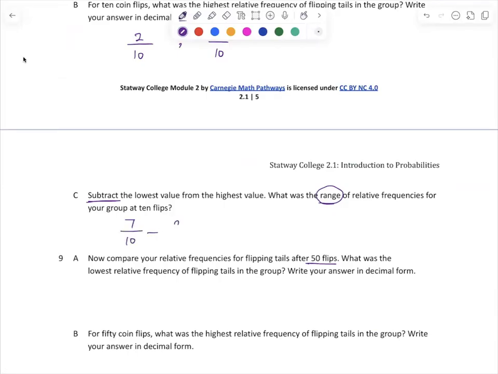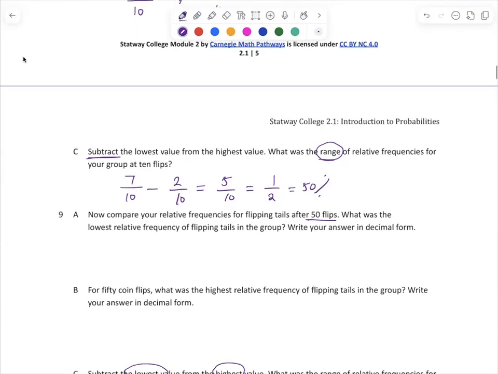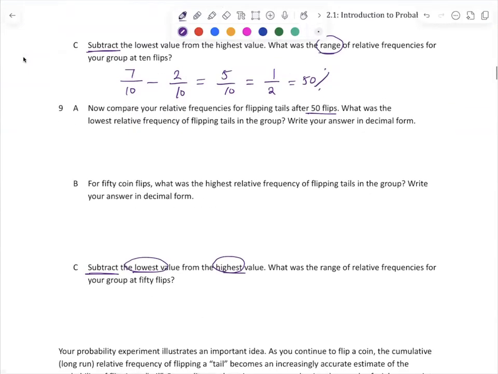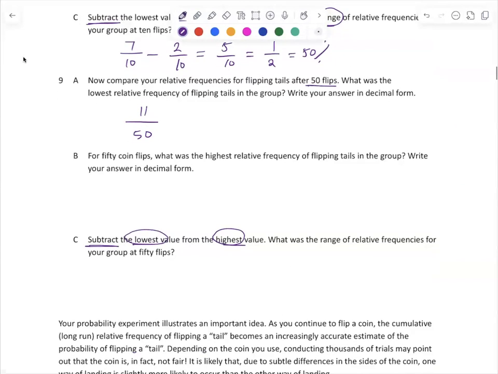7 out of 10 minus 2 out of 10 gives you 5 out of 10, or basically a half, or 50%. You're going to repeat this process 50 times. And for the 50, you might have, for example, the lowest frequency be 11 out of 50 and the highest frequency be 20 out of 50, then 20 out of 50 minus 11 out of 50 basically gives you 9 out of 50.